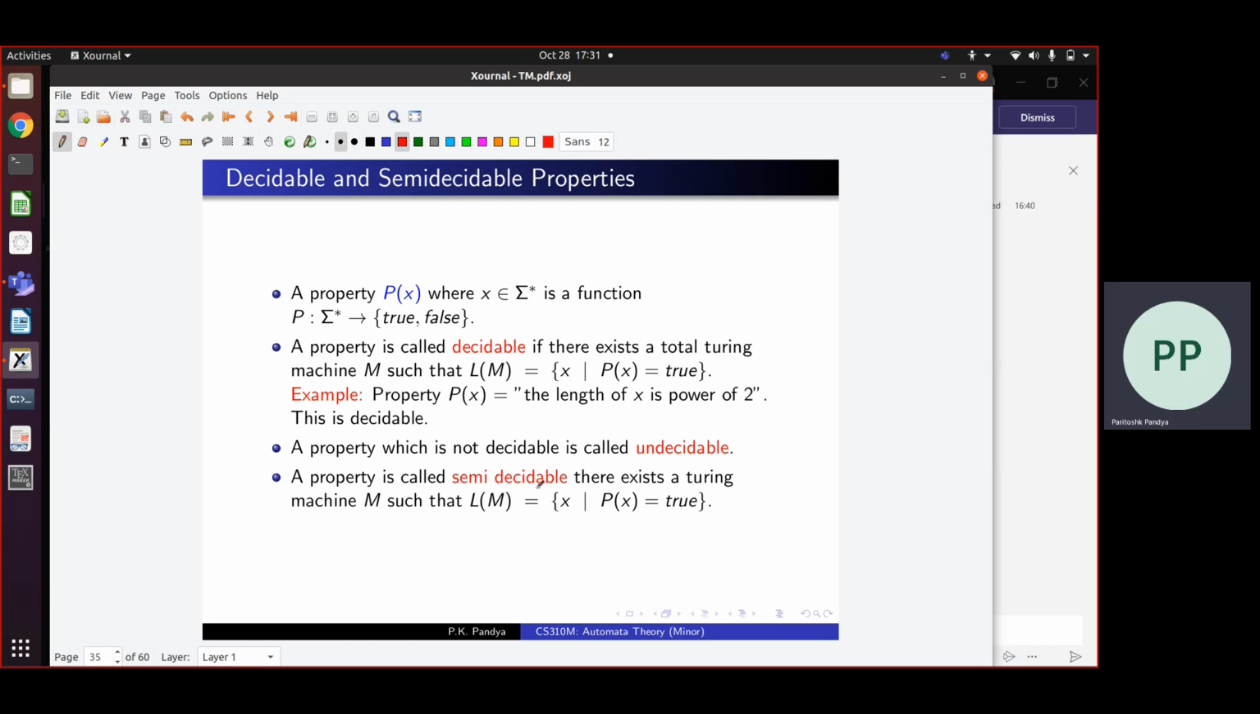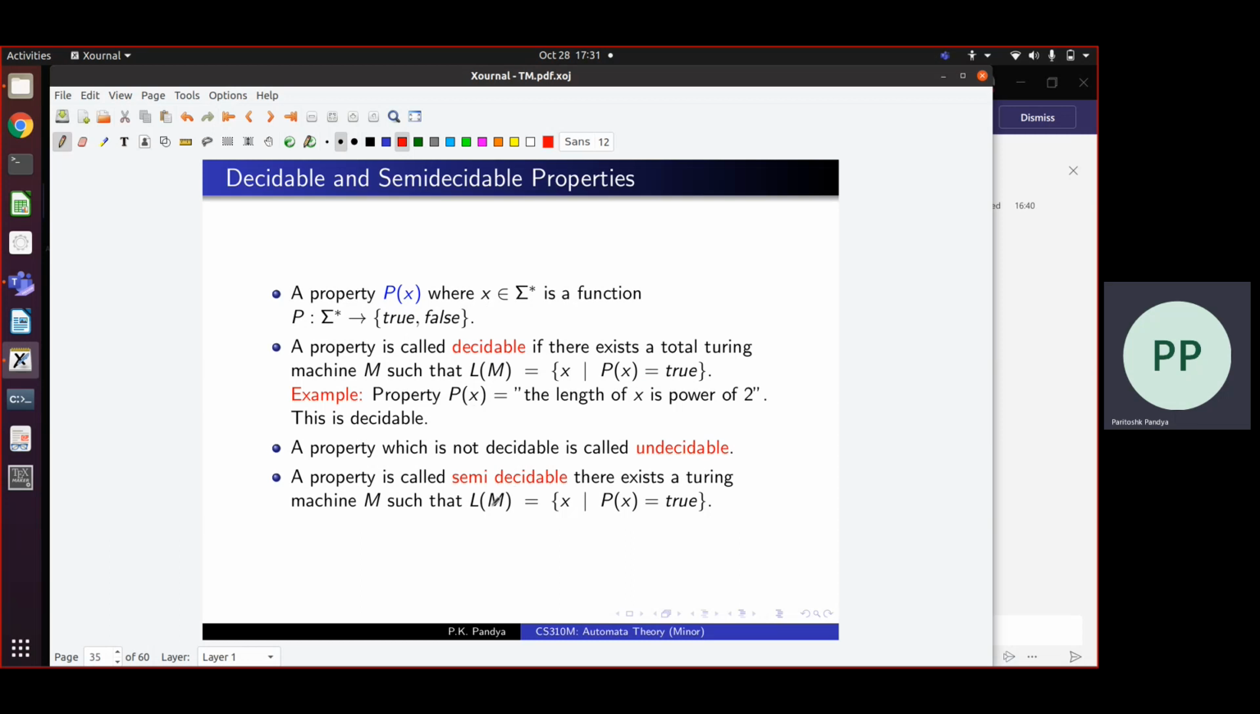A property is called semi-decidable if there exists a Turing machine which recognizes the characteristic language of the property. So you don't need that Turing machine to be total, but if it can recognize the characteristic language of the property, then the property is said to be semi-decidable.